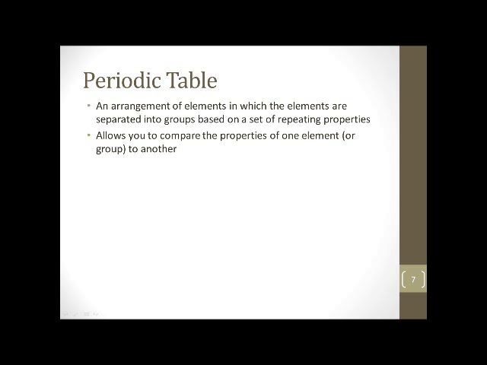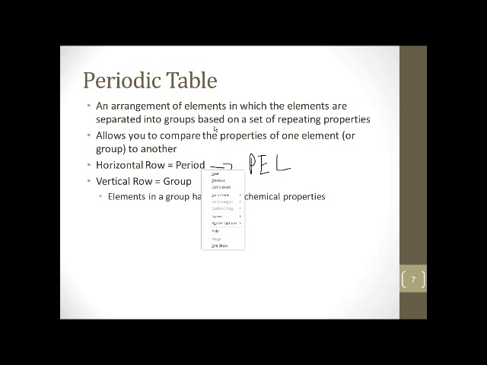The two important things to remember from here about the periodic table are: a horizontal row of the periodic table is called a period. It'll also be referred to later as a principal energy level, but we'll get more to that later. And a vertical row, up and down, is called a group. And the elements in a group have similar chemical properties.